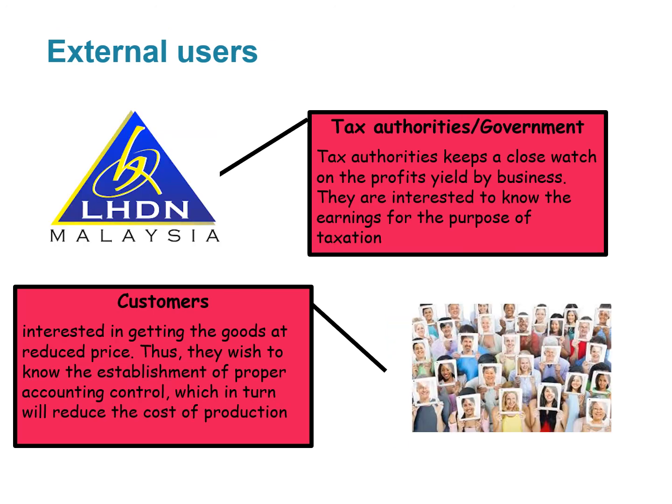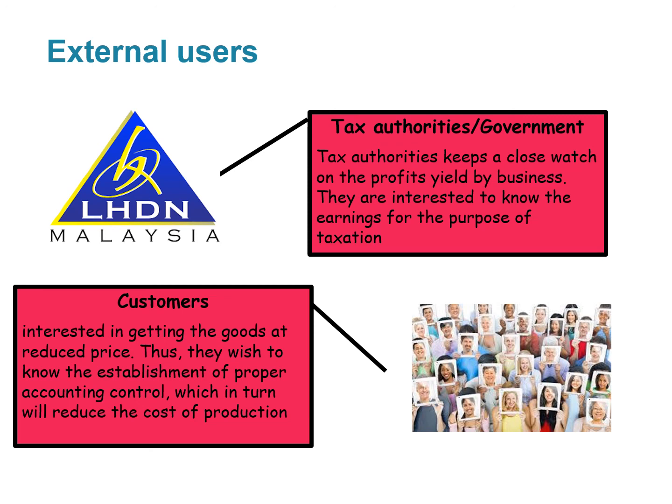Other external users of the financial information of a business are the tax authorities and the government. Why do they need to know about the financial information? As tax authorities, they want to determine the taxable income of a business. So they want to know about the earnings of the business for the purpose of collecting tax. And the government can eventually predict how much funds would be made available for running the country.